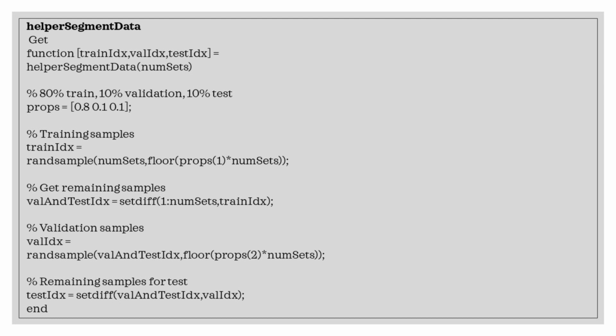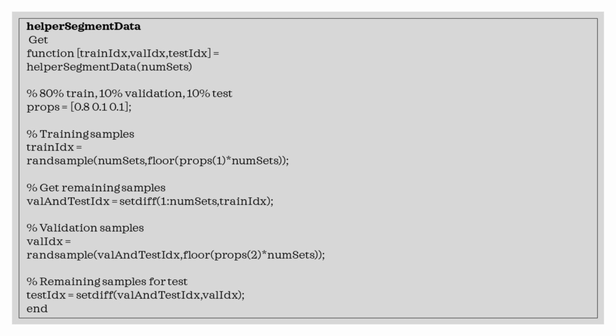Training samples. trainIDX is equal to randsample(numsets, floor(props(1)*numsets)). This line randomly selects indices for training samples using the randsample function. It selects a number of samples equal to 80% of numsets, the total number of samples.